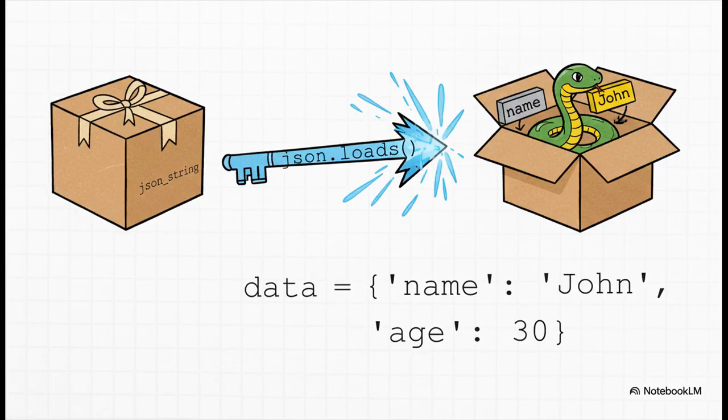But then, boom, with just one line of code, json.loads, we completely unlock it. We transform that useless string into a living, breathing Python dictionary. Now we can just say data.name and we get John back. That's the magic of deserialization.